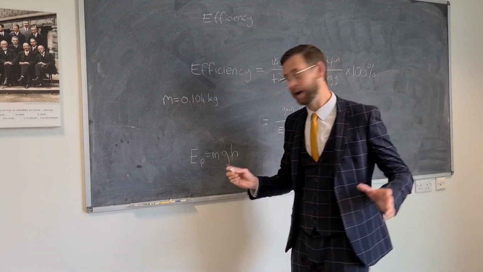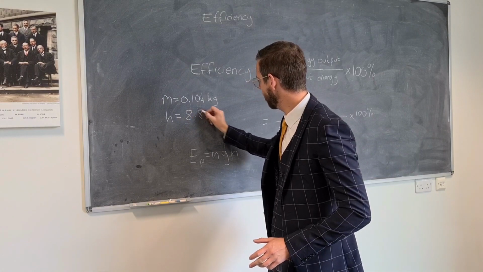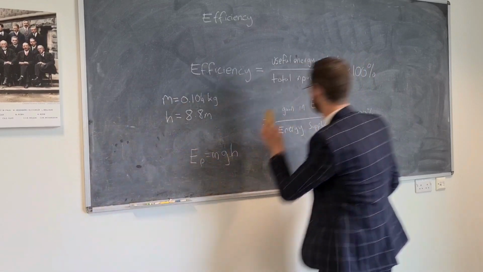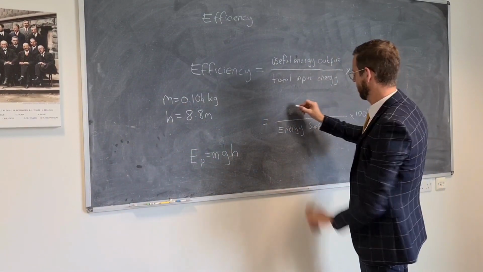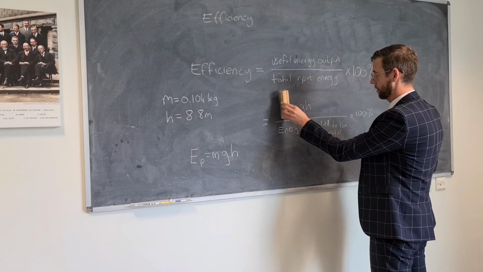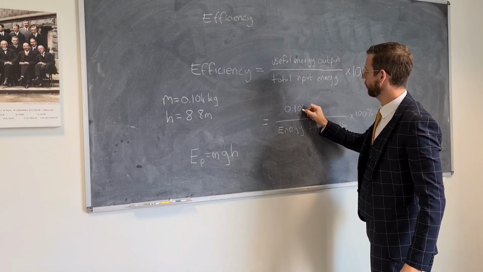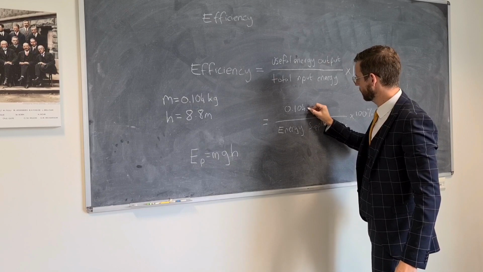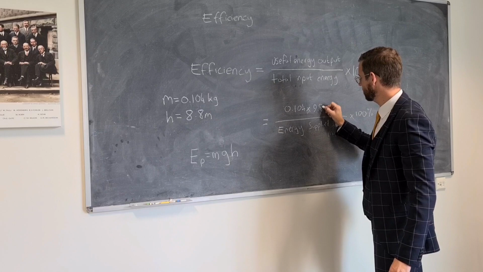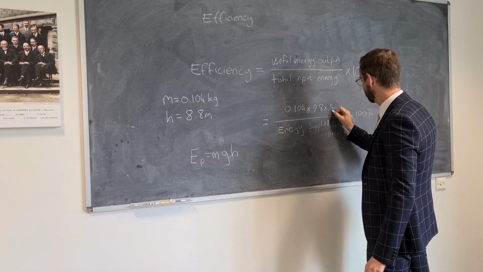So this gives us our height. Height is equal to 8.8 meters. So what we're going to have is our mgh on this top line, mgh. We now know all of these numbers. We know that the mass of Rapunzel is 0.104 kilograms, that the gravitational field strength is 9.8, and the height that we have to lift her is 8.8 meters.